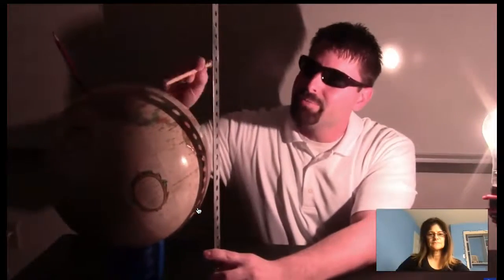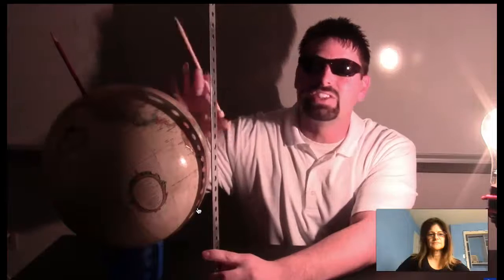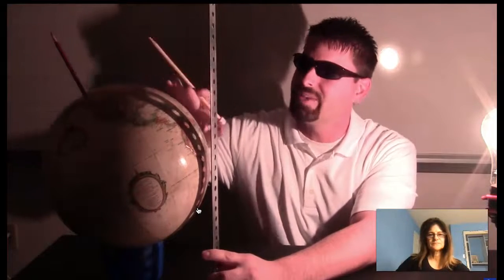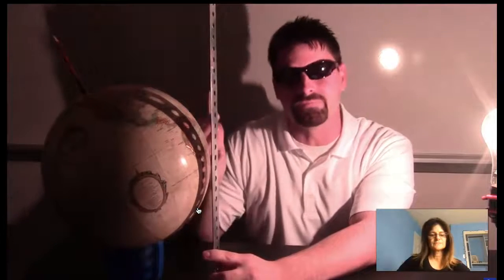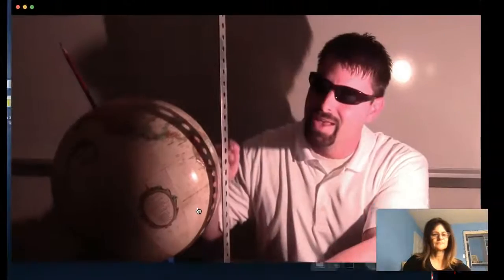But as I go up, you can see the light is spread out. It's not as focused. It's not as concentrated up here because it's tilted away from the Sun. That means the Earth underneath that is cooler. We have seasons.